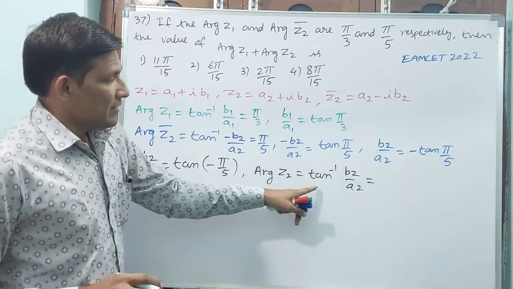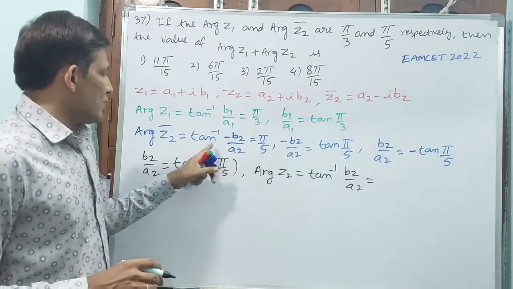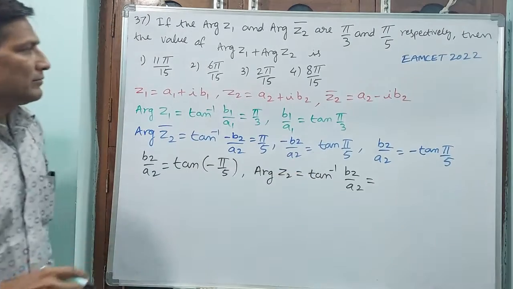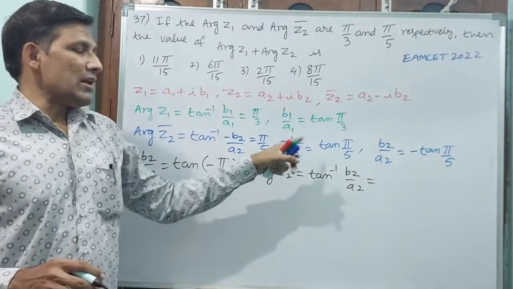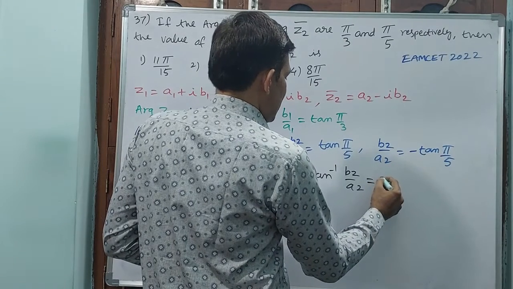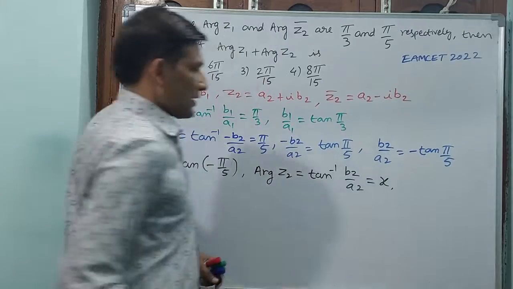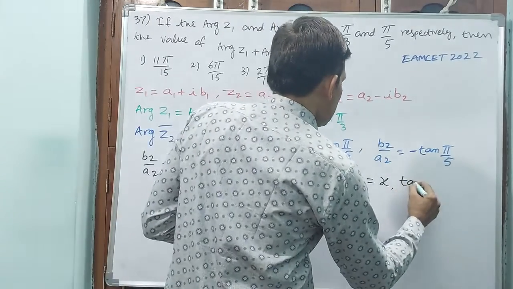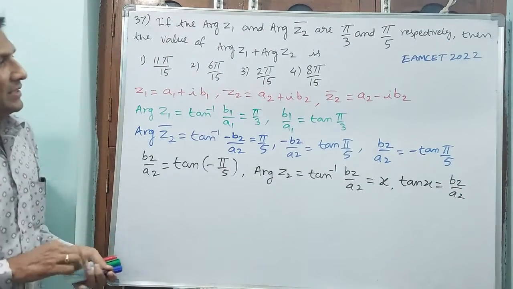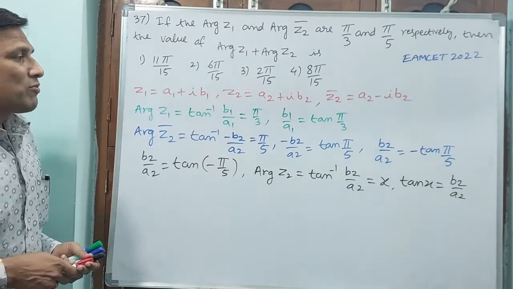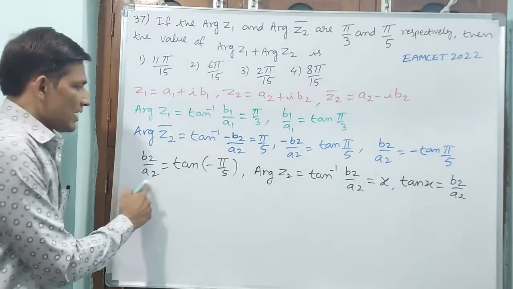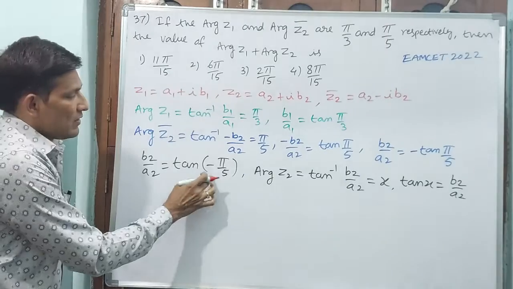But see, tan inverse of minus b2 by a2 is pi by 5, so shall I take minus pi by 5? This value is plus pi by 5. Okay, let it be. Say this is some theta, say some x. Tan x is equal to b2 by a2. Is it okay? First you see. Tan x is equal to b2 by a2. Shall I take b2 by a2 as tan of minus pi by 5? Here already we have written, b2 by a2 is equal to tan of minus pi by 5.